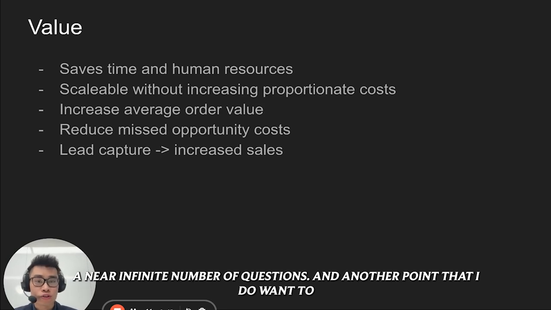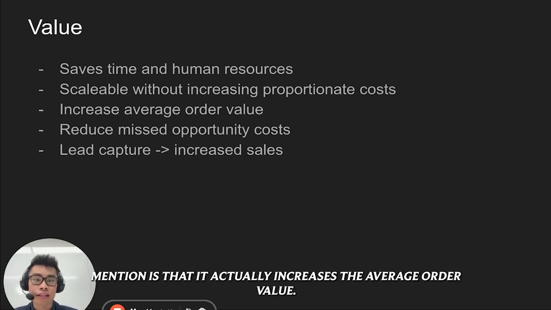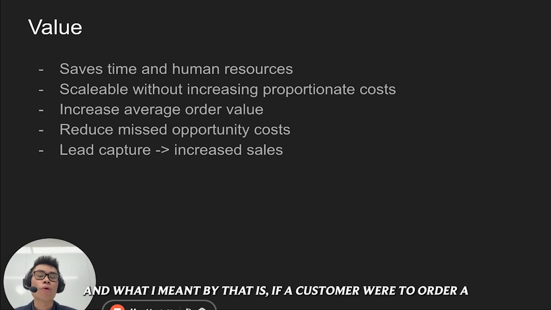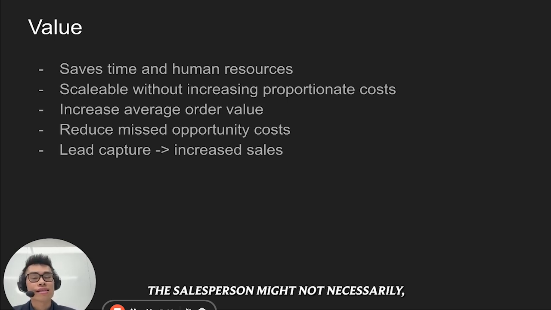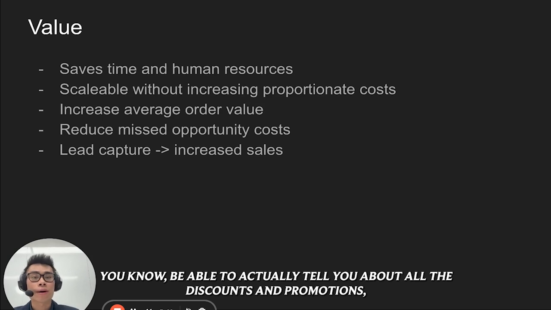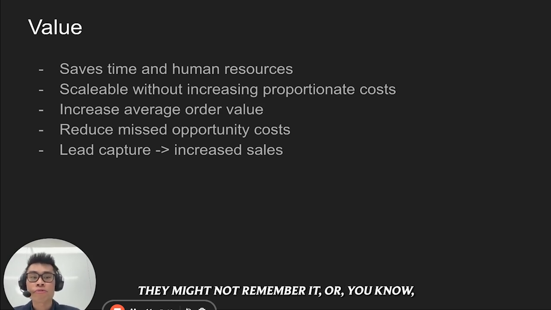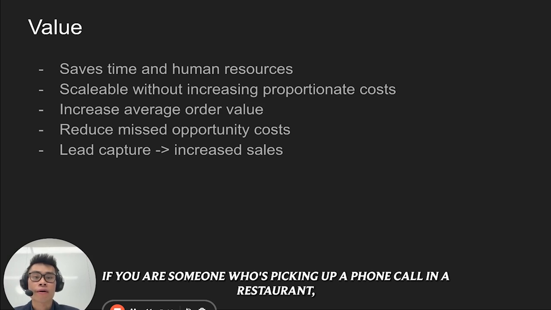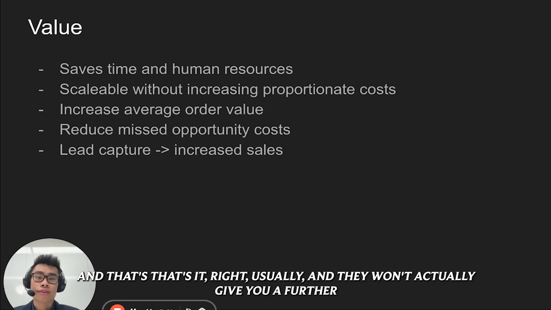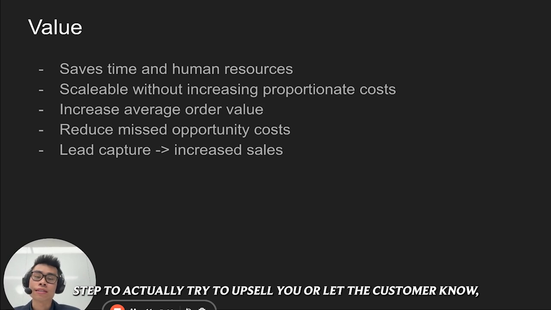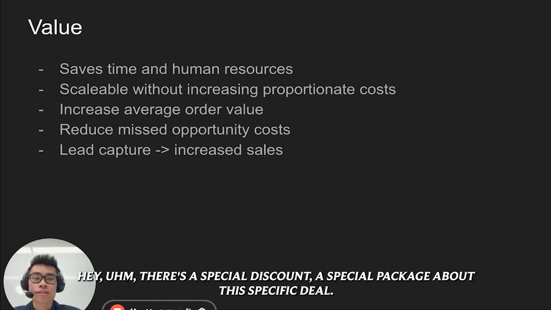And another point that I do want to mention is that it actually increases the average order value. What I mean by that is if a customer were to order a specific, let's say, meal in KFC, in a human agent case, the salesperson might not necessarily be able to tell you about all the discounts and promotions. They might not remember it. Or, if someone is picking up a phone call in a restaurant, or in this case KFC, they will just take your order and that's it, usually. And they won't take a further step to try to upsell you or let the customer know, hey, there's a special discount, a special package about a specific deal.